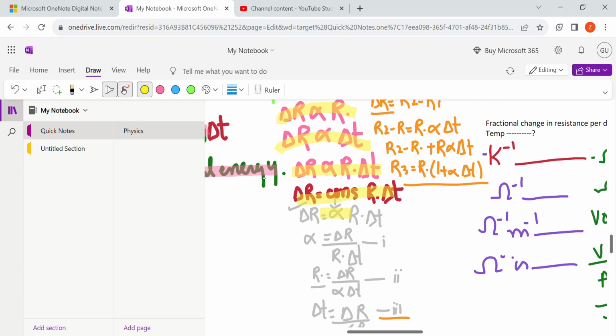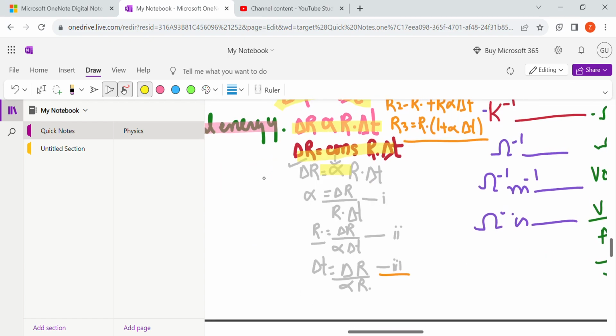Alright, then we took the values. If you have to find the value of alpha, we are going to use this formula. If you have to find the value of R naught, we are going to use this formula, and if you have to find the value of del T, then we are going to use this formula, right?